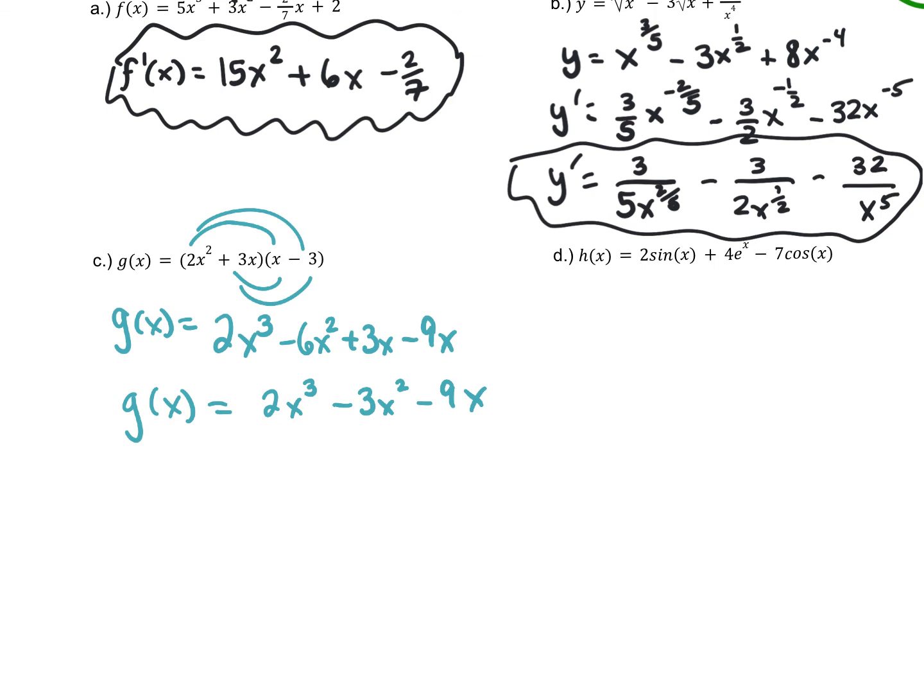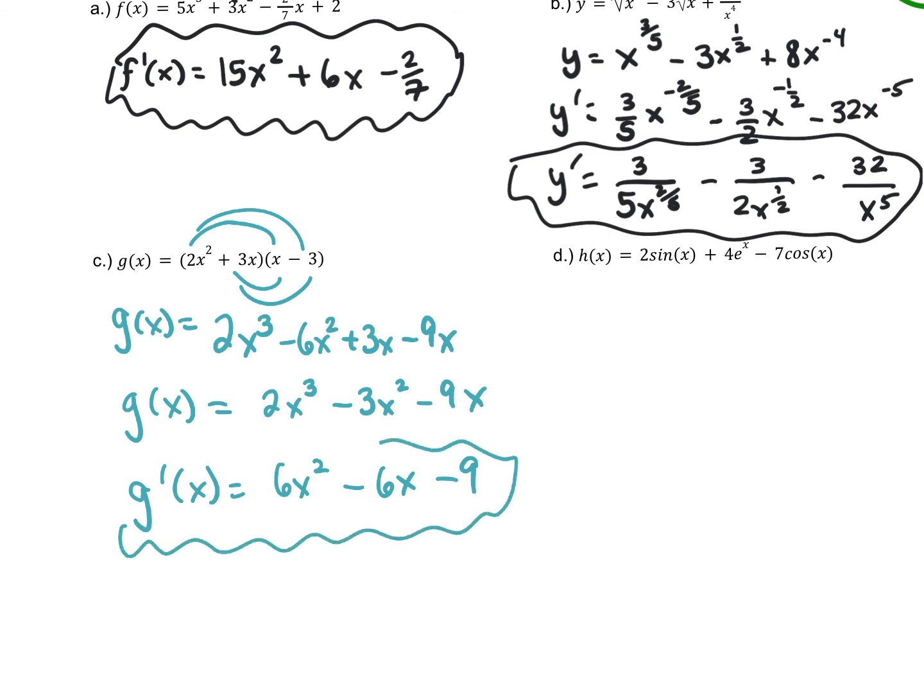Now from here, I could take the derivative. There's nothing tricky about this. It's just power rule. It's kind of like A. So bring down the 3, 6x squared minus 6x minus 9. And again, you could find the slope on a quiz. You could find the tangent line, whatever it needs at that point.